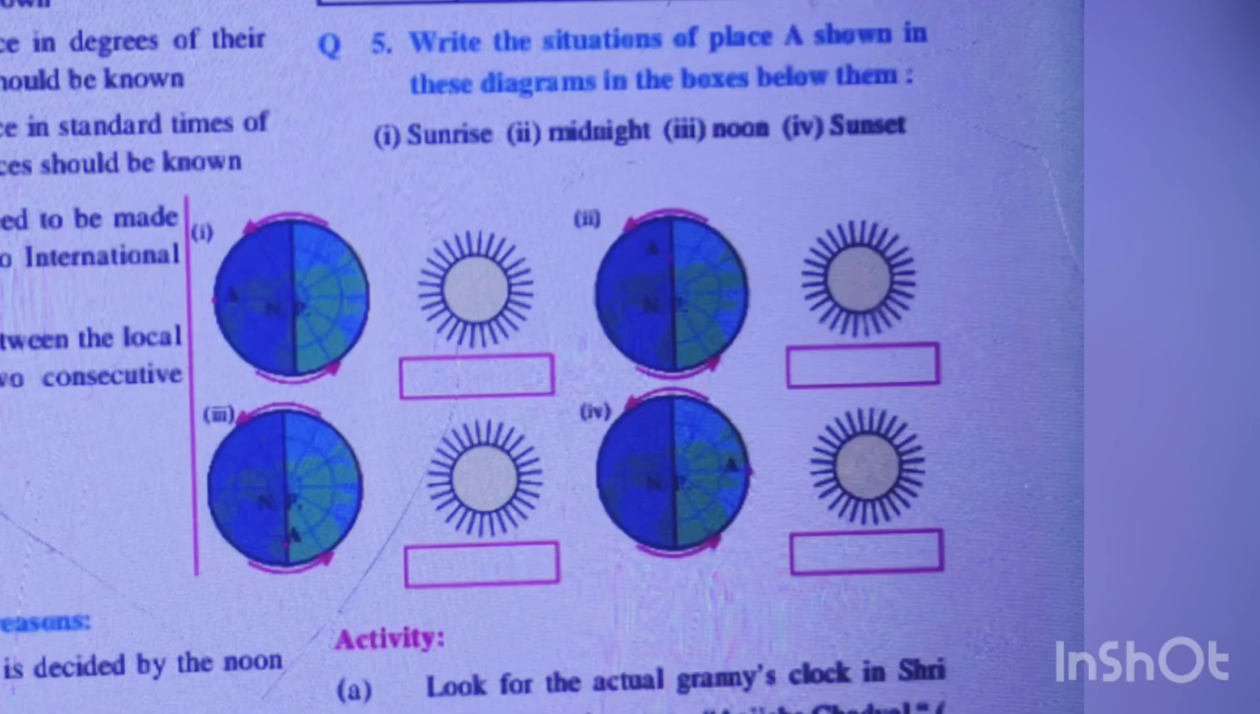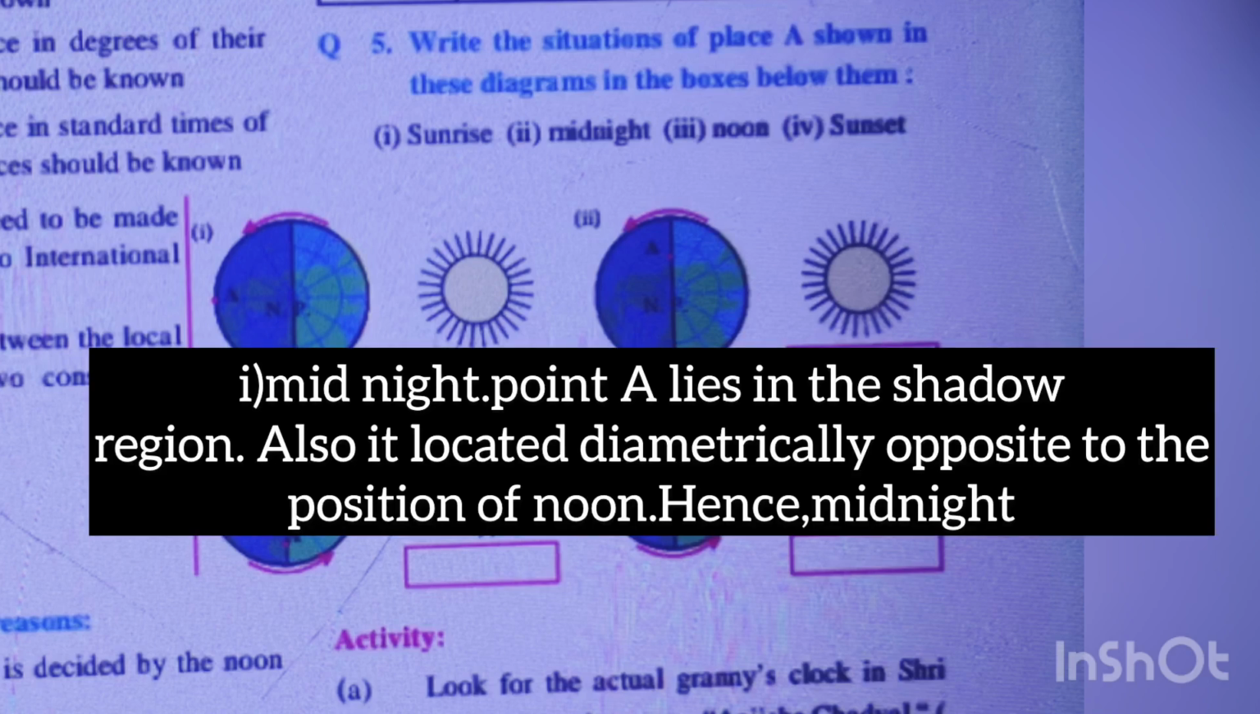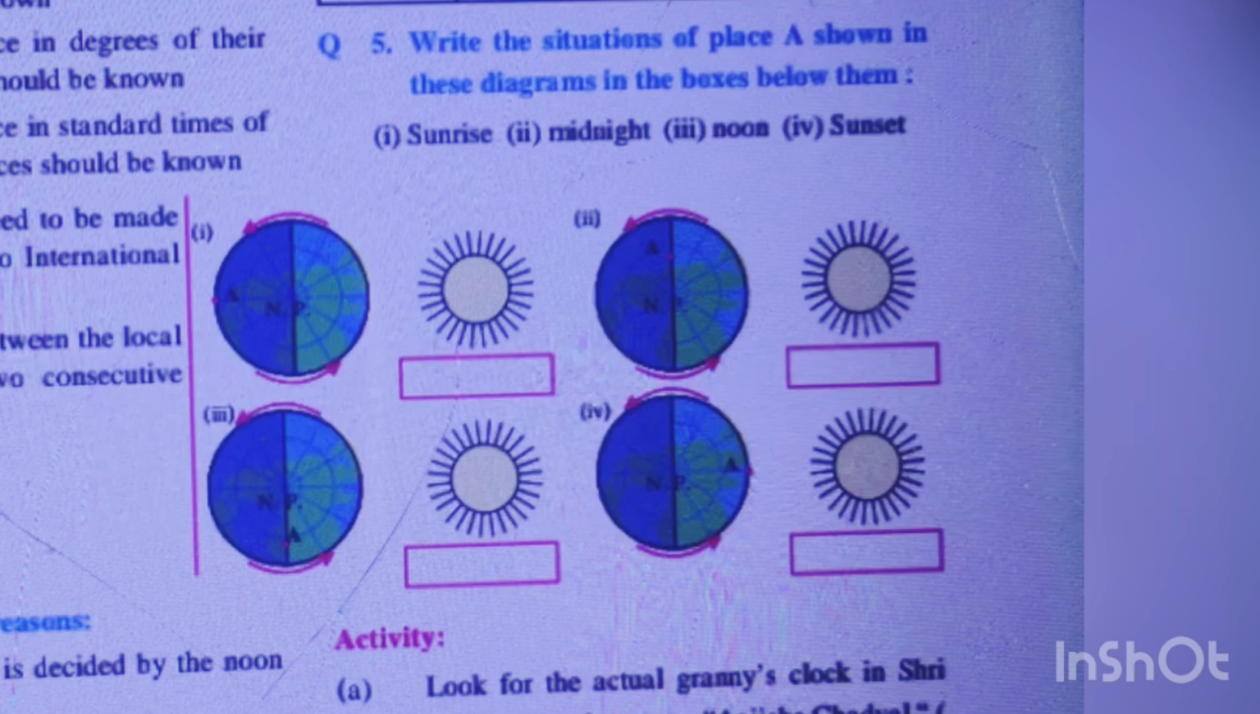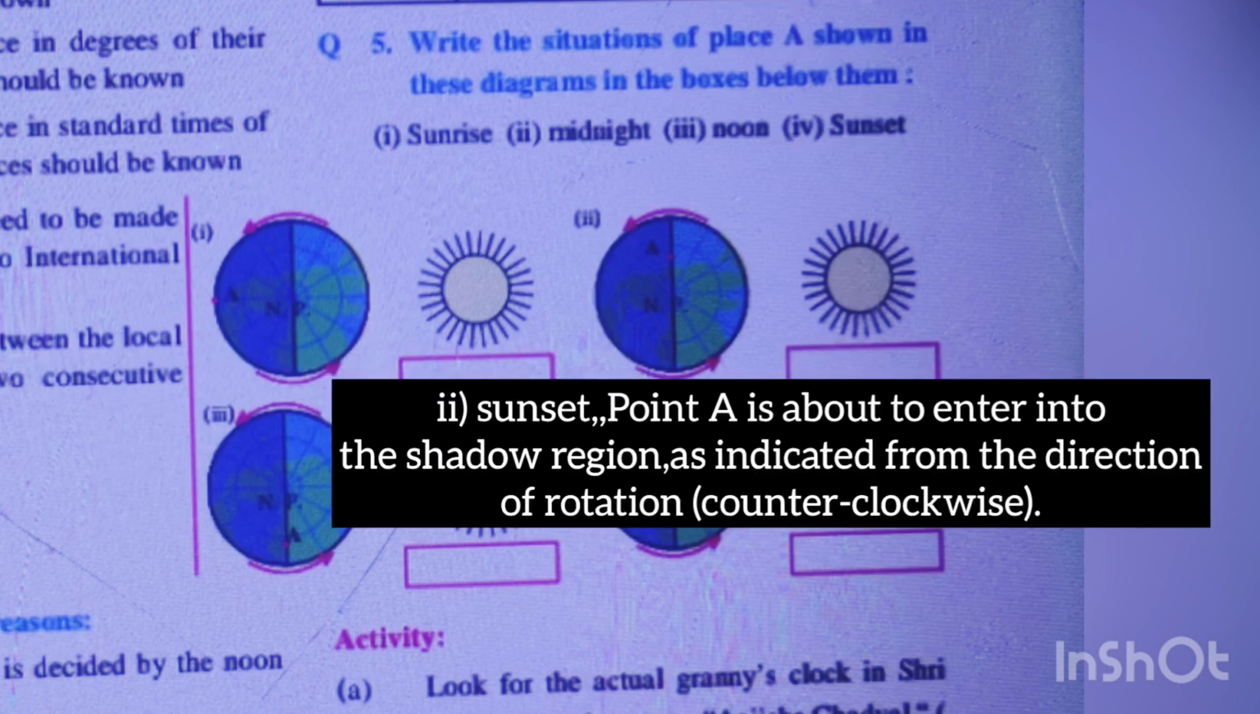Next, question number 5. Write the situation of place A shown in this diagram in the boxes below: sunrise, midnight, noon, sunset. The first diagram will be midnight. Point A lies in the shadow region. Also it is located diametrically opposite to the position of noon. Hence midnight.